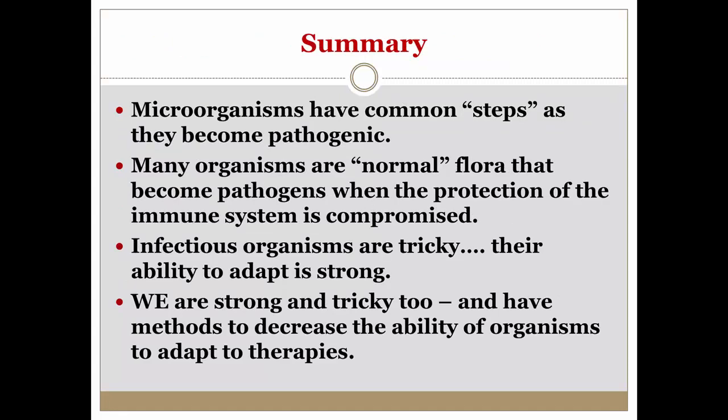So in summary, microorganisms have common steps as they become pathogenic. We talked about these steps. Many organisms are normal flora, but they can become pathogenic when the protection of the immune system has been compromised. We talked about that a lot. Infectious organisms are tricky, and their ability to adapt is incredibly strong. You have to admire their abilities. But we're strong and tricky too, and we have methods to decrease the ability of organisms to adapt to these therapies.